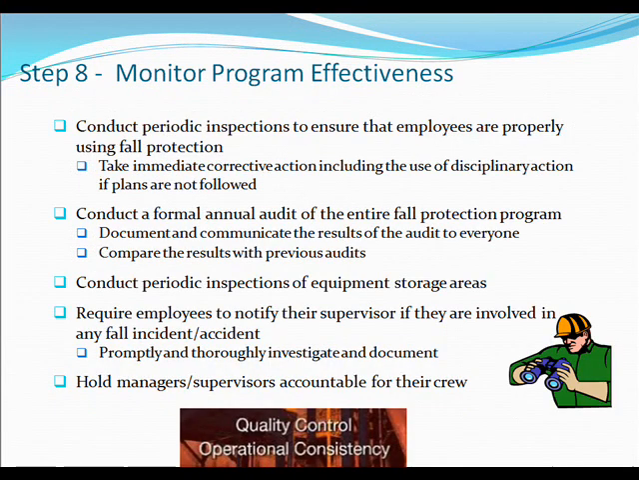Step 8. Monitor program effectiveness. Conduct periodic inspections to ensure that employees are properly using fall protection. Take immediate corrective action, including the use of disciplinary action if plans are not followed. Conduct a formal annual audit of the entire fall protection program. Document and communicate the results of the audit to everyone. Compare the results with previous audits. Conduct periodic inspections of equipment storage areas. Require employees to notify their supervisor if they are involved in any fall accident or incident. Promptly and thoroughly investigate and document. Hold managers and supervisors accountable for their crew.